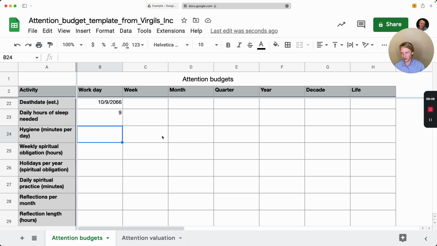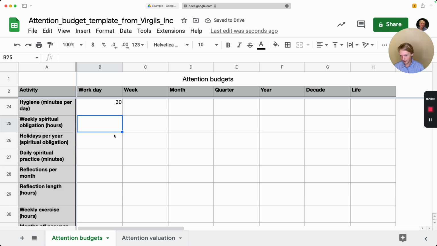All right, hygiene. So this is taking a shower, brushing your teeth. Hopefully we're all engaging in some routine that involves hygiene. I'm going to say for me it's probably on average something like 30 minutes a day. It's closer to 60, I don't know. But if you enjoy your time in the shower, I guess it could be a little more.